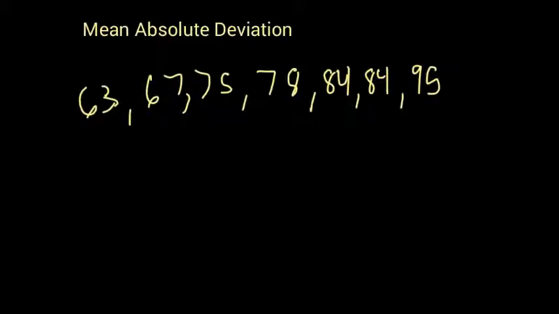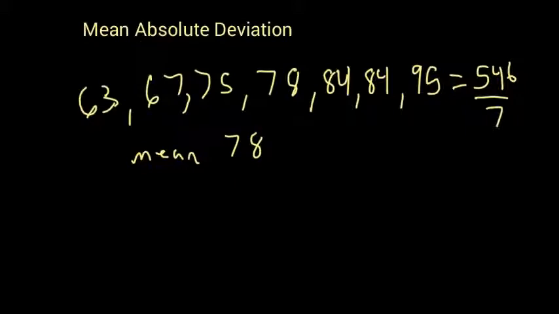Alright, so now we're going to do mean absolute deviation. You still start out the same. You find the mean. So we're going to add up all those numbers. After adding them all up, you should get 546. I just changed them slightly from the numbers in the previous set of data. And then I got 7 numbers there, so I'm going to divide it by 7. And I'm going to get a mean of 78.